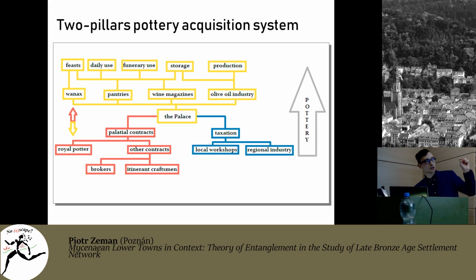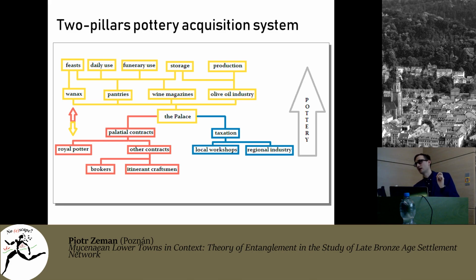Except for the royal potter contract, we also have other contracts with brokers and itinerant craftsmen, and we have some examples of those contracts. And then we have the whole second pillar, with taxation of regional workshops and forcing them to provide small amounts of pottery. And this was not made to really control the industry. They don't need those vessels. The royal potter himself could perfectly well bring them the vessels, but they did it to fit the system.